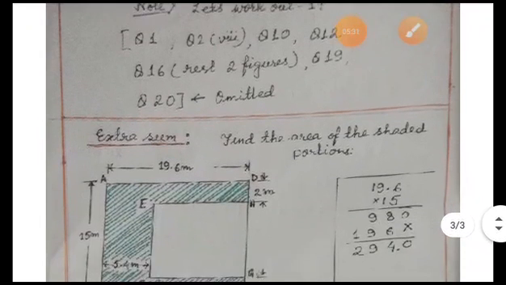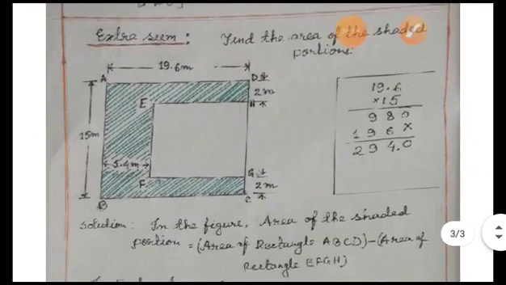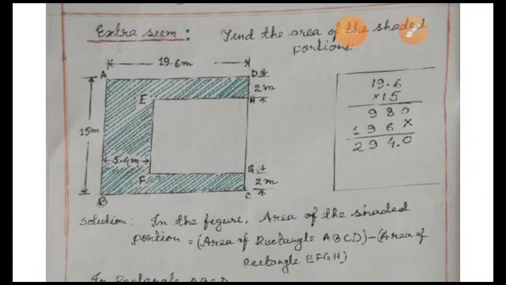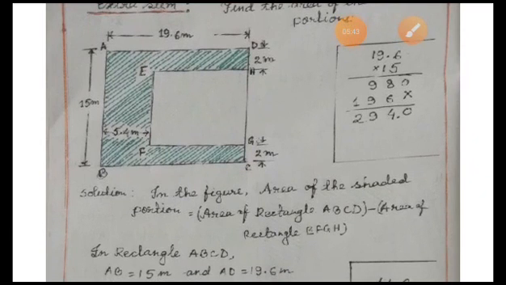Now here is an extra sum for you. Find the area of the shaded portion. So here also you can see that a rectangle is inserted inside another rectangle. So for this also you need to calculate the area of the outside rectangle and the area of the inside rectangle. Then after that you will have to subtract. The concept is going to remain the same.